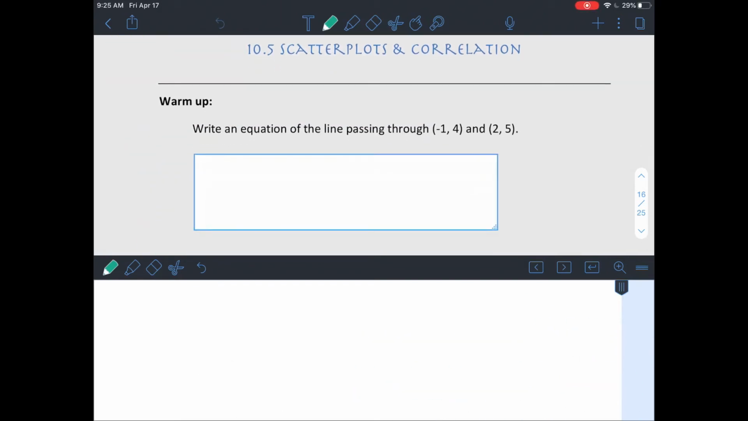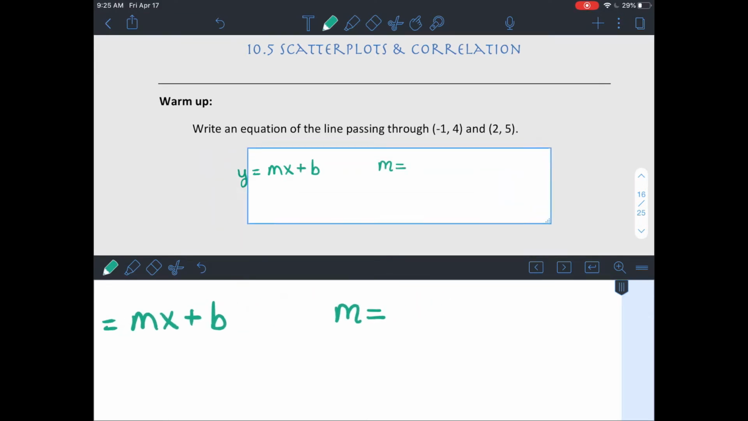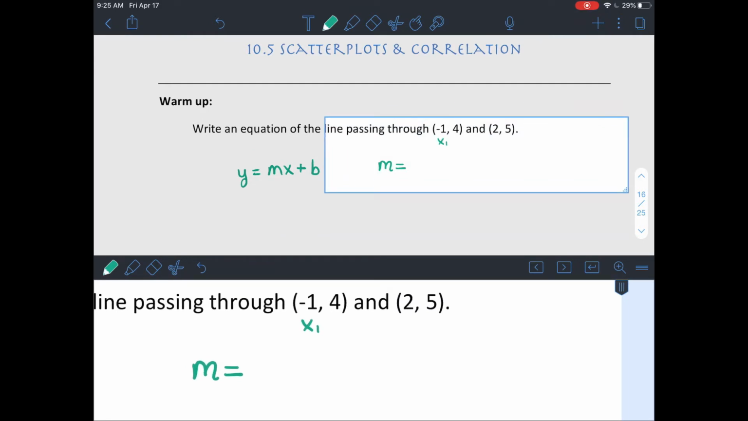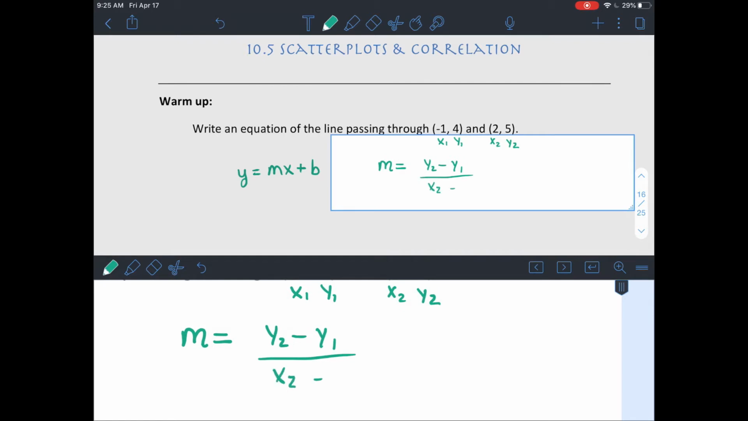One thing you're going to need to remember for today is how to write the equation of a line. So I would just start with y equals mx plus b, and then since you need your slope, you can do rise over run. Your rise vertically would be your y values, and your run horizontally would be your x's. So subtract the y values of your 2 points on top, and then keep the same order and subtract your x values on bottom.